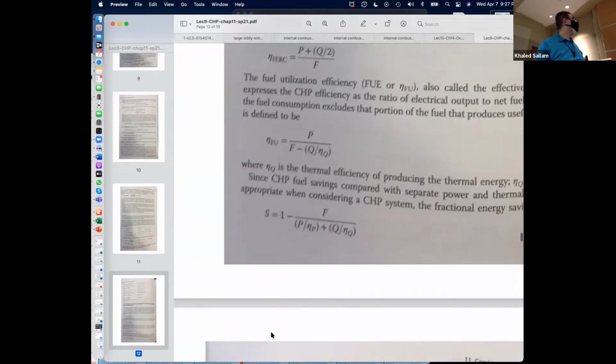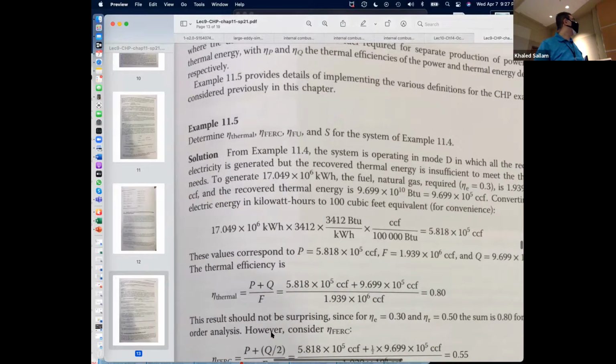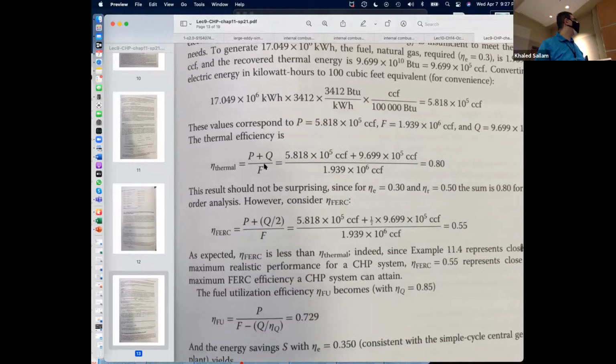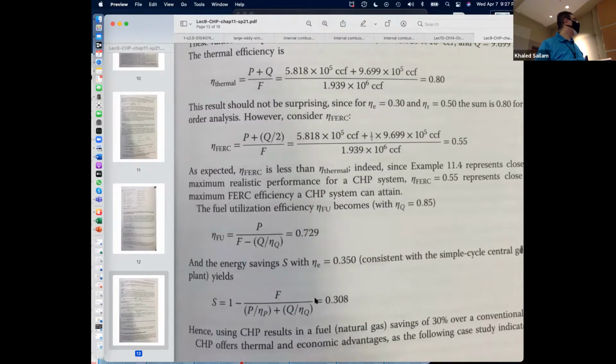That's it. Okay? And so you can see this example does exactly this. You take the numbers, put them in the formulas, all those formulas, and calculate them. All right?